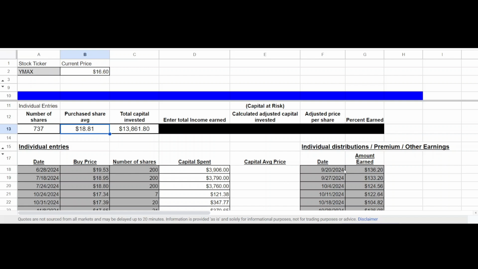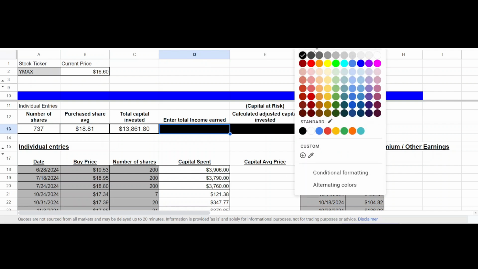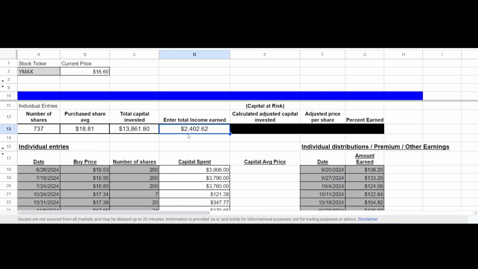So let's go ahead and add back in. Let's find out what my total distributions are that I've earned. And that can be revealed right here. I've earned $2,402.62 for my distributions in YMAX. So what does that mean as far as my capital? Well, I now have a smaller at-risk capital because I've earned back $2,400 out of the $13.8 thousand, right? And I can subtract that off and get what my new capital at risk amount is.